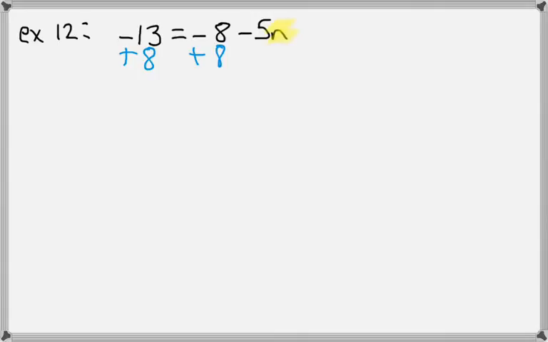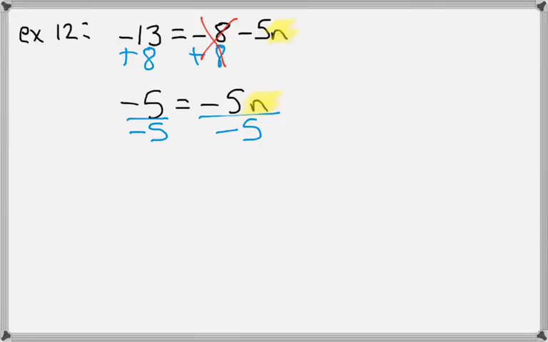So over here on the left, we end up with negative 5 is equal to negative 8 plus 8 equals 0, so that cancels out, leaving us with our negative 5n. We're still trying to isolate that n. We haven't done that yet, so how do you undo being multiplied by negative 5? You have to divide by negative 5. So negative 5 divided by negative 5 is going to give us a 1, and so we are left with our n. So n is equal to 1.